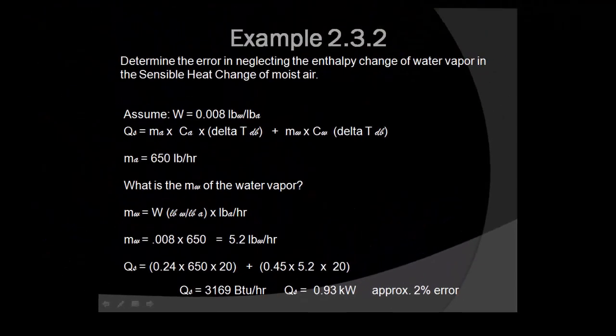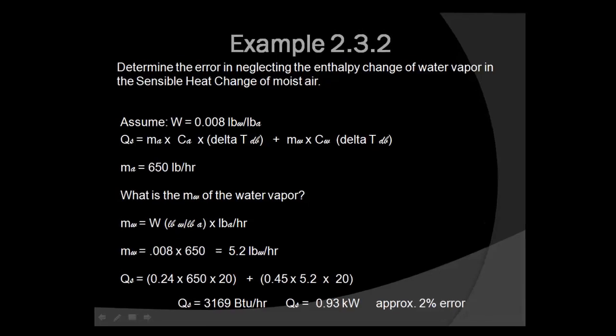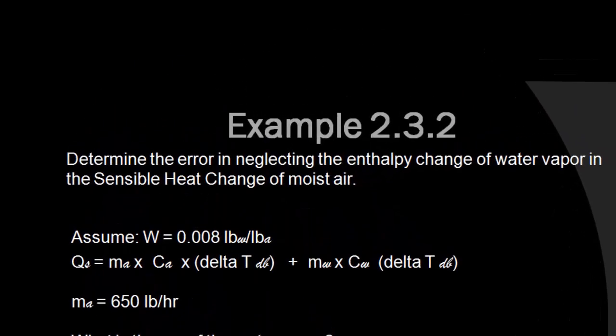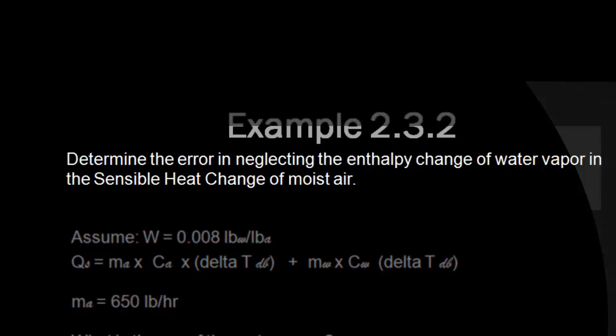This is example 2.3.2. In the previous example, we used the sensible heat equation to find the capacity needed to heat up the air by 20 degrees Fahrenheit at an airflow rate of 650 pounds per hour. Recall from lesson 2.2 that in HVAC applications, the sensible heat for the change in enthalpy of water vapor is typically considered negligible and is ignored.